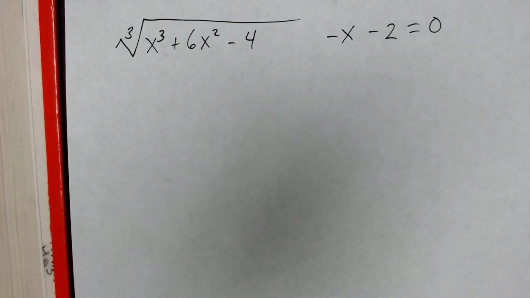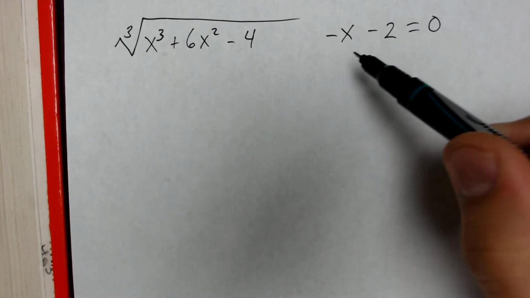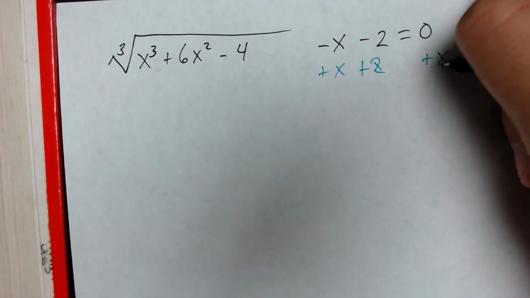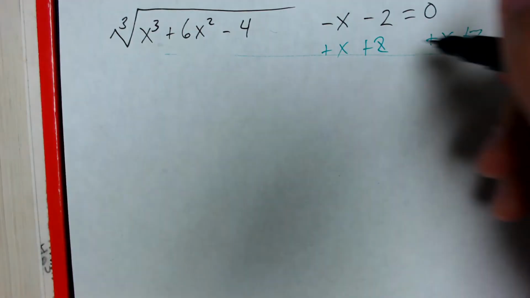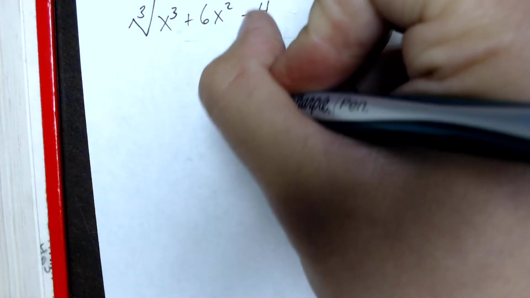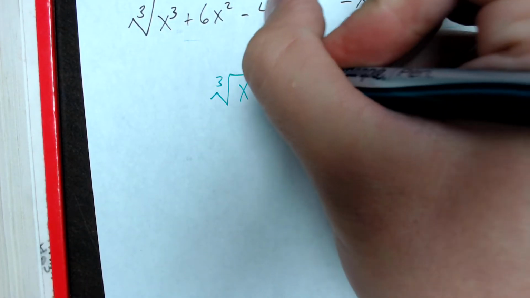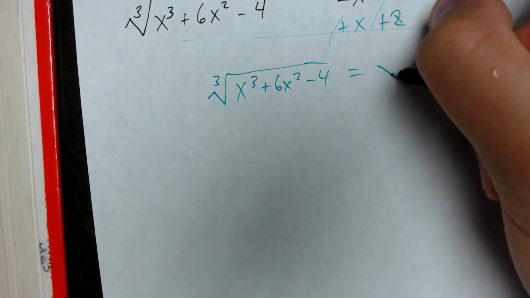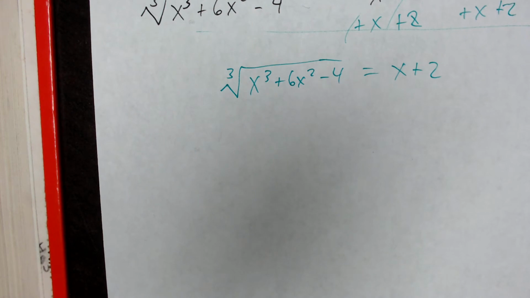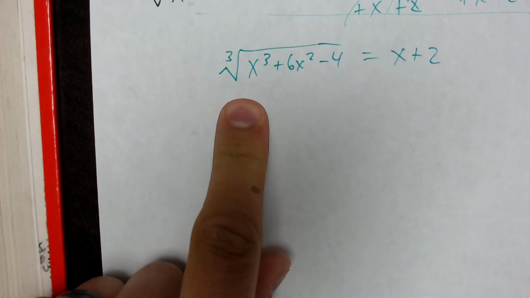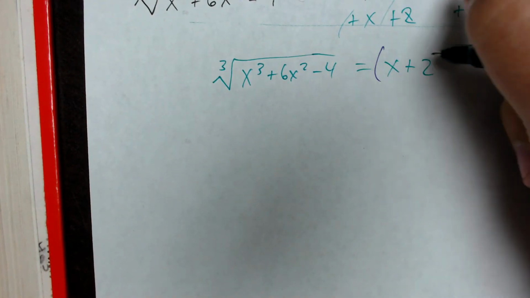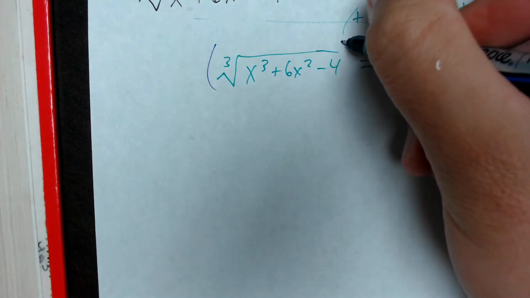Our first step is going to be to move anything that's not a radical to the other side of the equation. So that means this x and this 2. So we'll go ahead and add those. Those cancel, and our new equation becomes the cubed root of x cubed plus 6x squared minus 4 equals x plus 2. From here, we can get rid of this cubed root if we cube both sides. So I'm going to put this to the third power, and this to the third power.